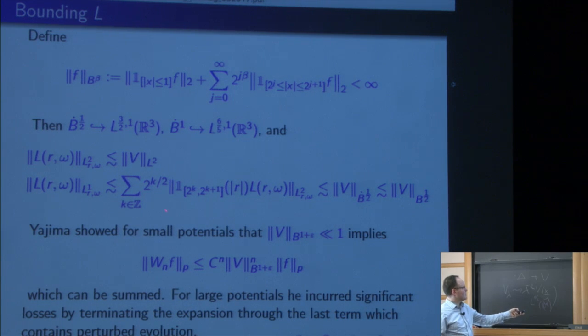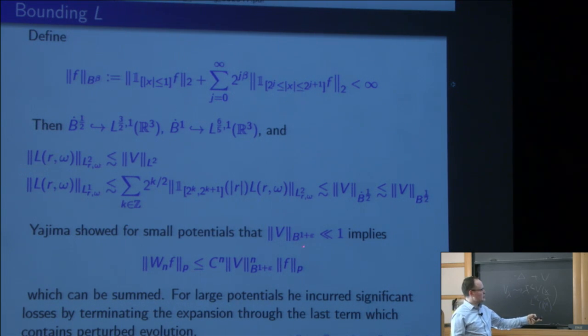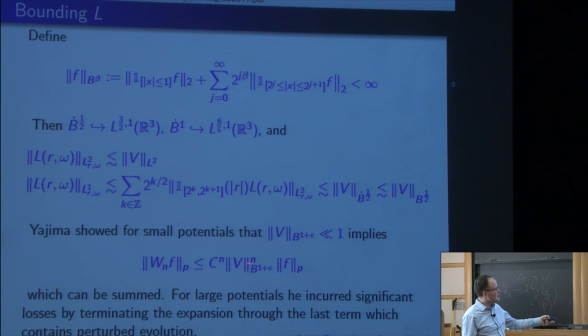So that's why this is highlighted here. And everything here on this slide and previous slide is three-dimensional only. Okay? That's an important point. And in fact, Yajima showed that for small potentials which are in the class B1 plus epsilon, notice this falls short of the critical one, which is B1 half, B1 plus epsilon, then each of these terms is LP bounded.